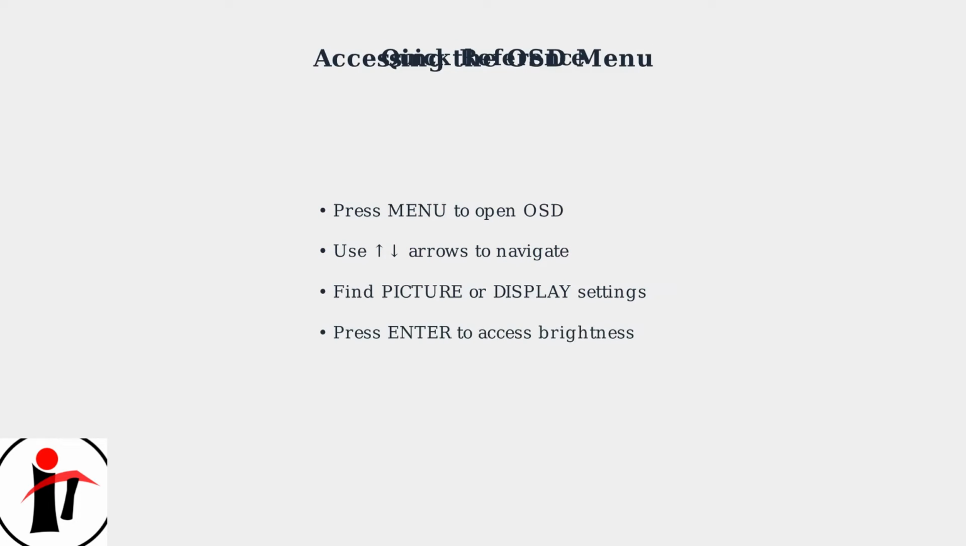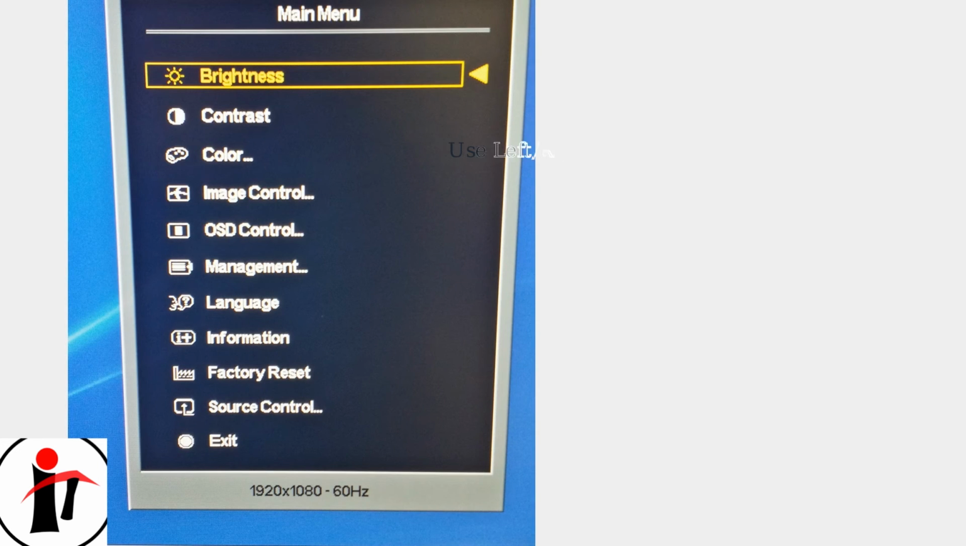Now you know how to access and navigate the OSD menu on your Sceptre monitor. Remember, menu button to open, arrow keys to navigate, enter to select, and look for picture or display settings to find the brightness control. Once you've located the brightness setting in the OSD menu, you can begin adjusting the level using the monitor's control buttons.